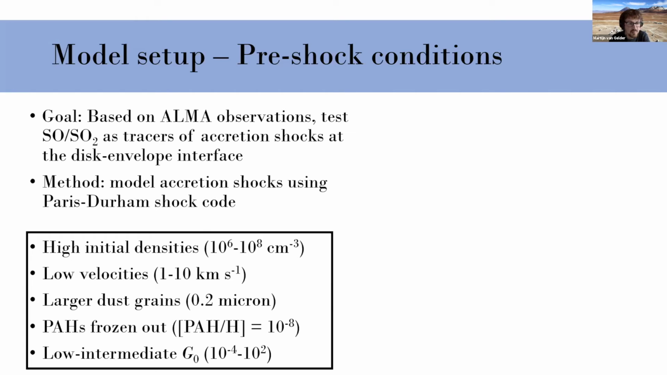Another important thing is that we assume that our dust grains have grown in the envelope. So we don't have a typical ISM distribution anymore, but for simplicity, we assume here that they have all grown to 0.2 micron in size. Additionally, polycyclic aromatic hydrocarbons, or PAHs, are assumed to be frozen out on these dust grains. Hence, the abundance is about 2 orders of magnitude lower than in the ISM. The last point I'm noting is that we test the effect of G0 in our modeling on the accretion shocks.